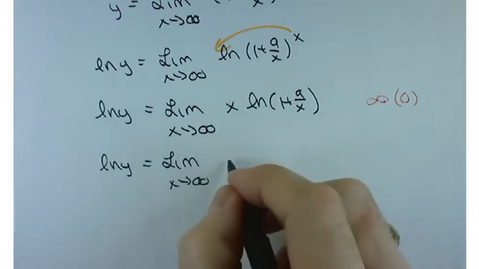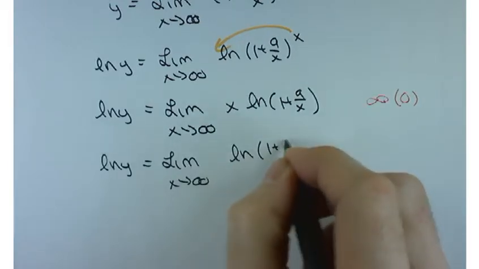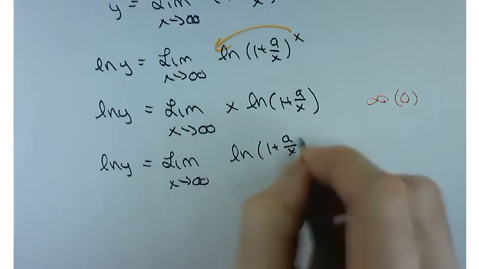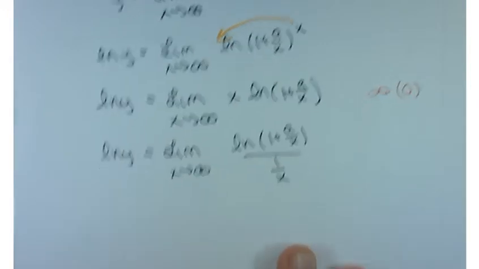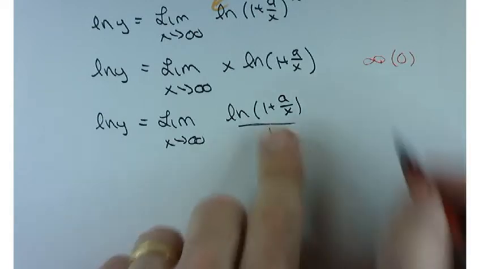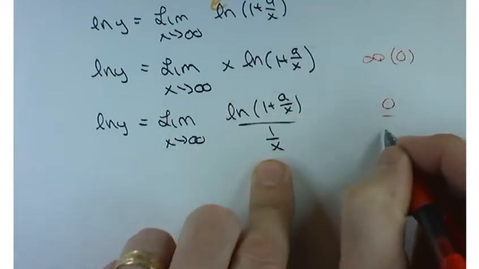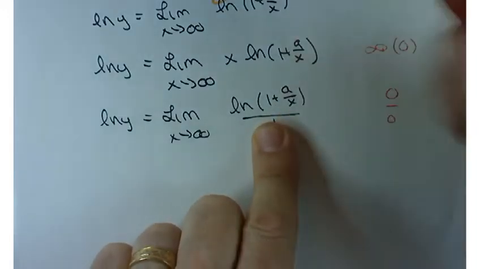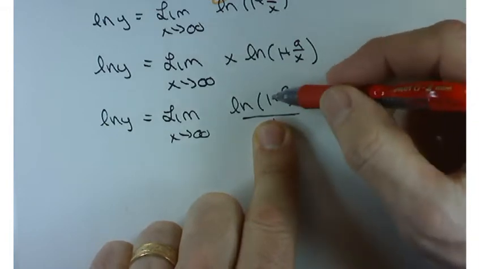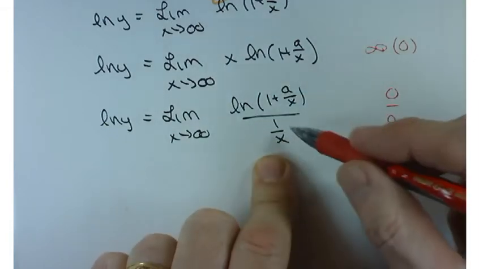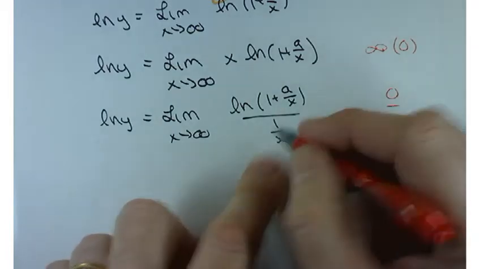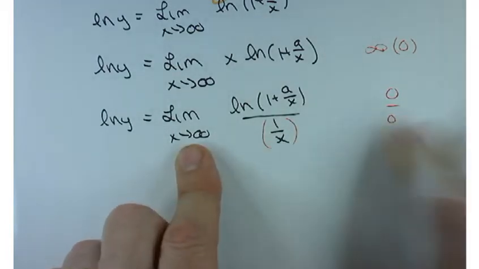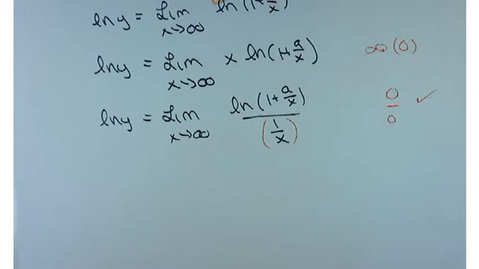Yeah, so we're going to write this as the ln of 1 plus a over x divided by 1 over x. Now, this is 0 over 0. It's in the right form. Right? Because if you take a look at the limit of the numerator, you get inside here that's 1. The log of 1 is 0. And 1 over x, as x goes to infinity, that limit is also 0. So this is where you can apply L'Hopital's rule.